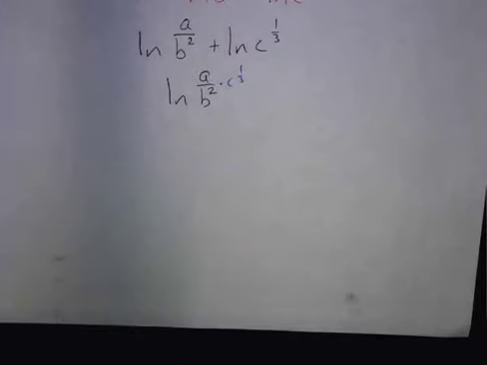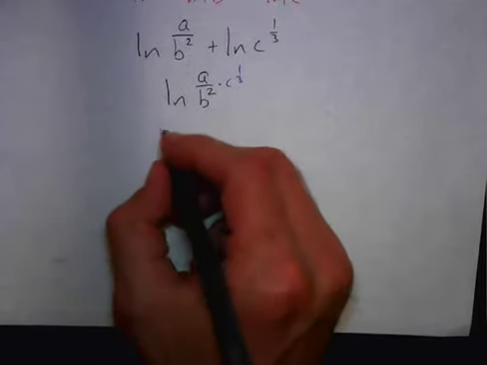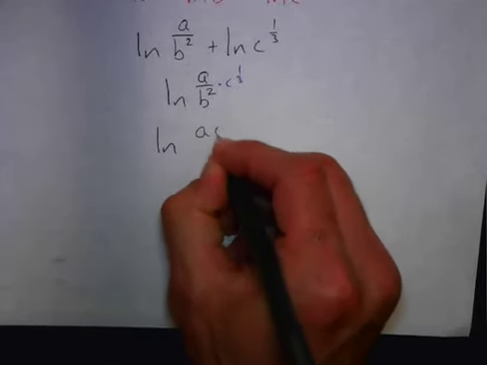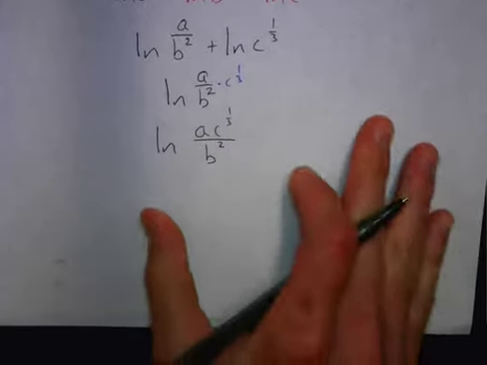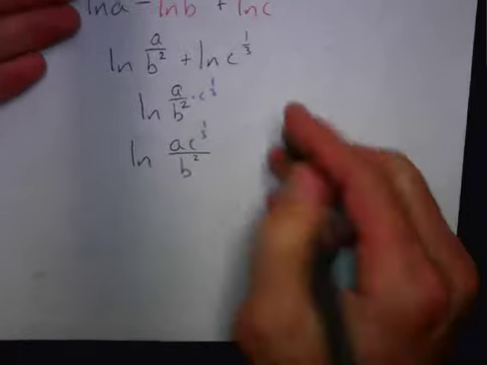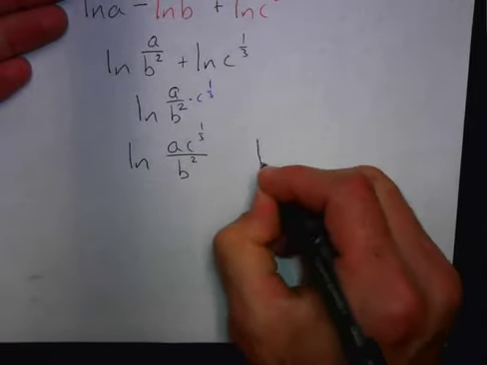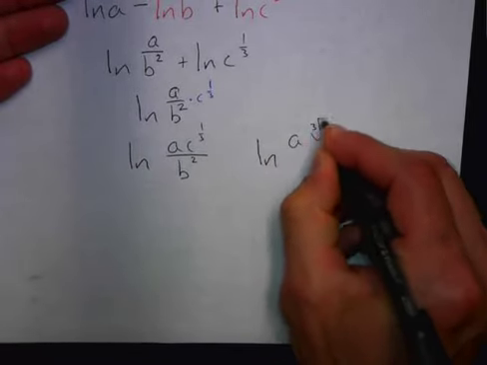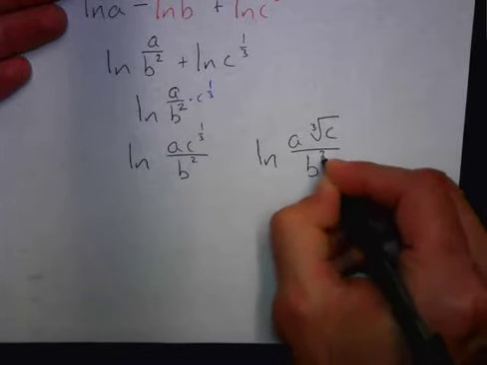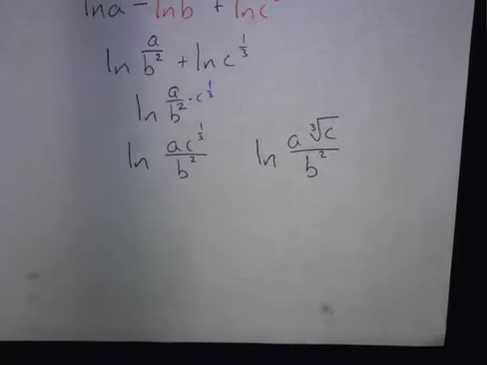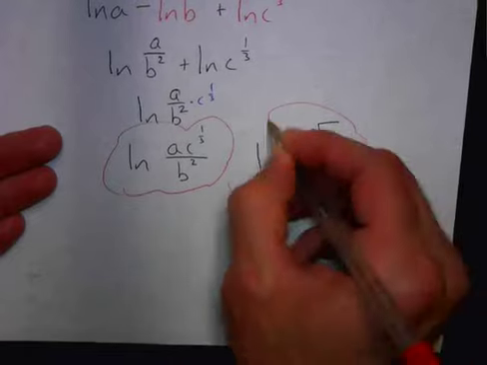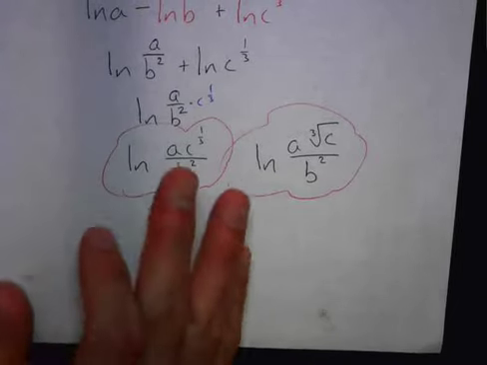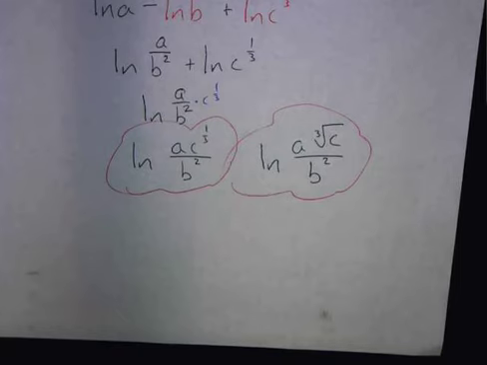And we can rewrite this to make it look prettier. So the natural log of a times c to the 1/3 power over b squared. I will accept this, and you can even call c to the 1/3 power the cube root of c. So it really doesn't matter. Whichever you think is more aesthetically pleasing, both of these I will accept, they're correct. You can have this one, or you can have this one. Whichever you think looks better, that's all good.